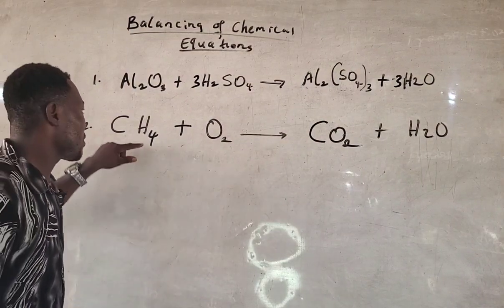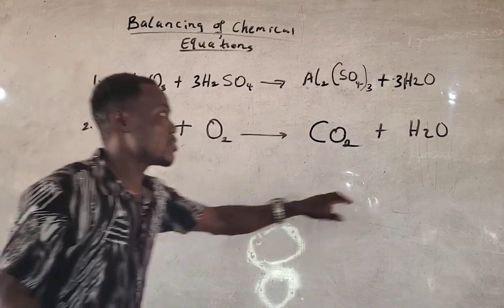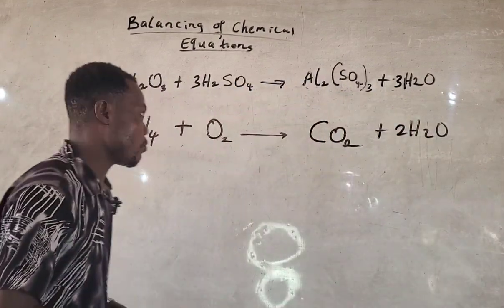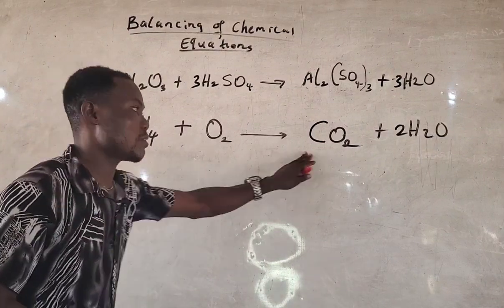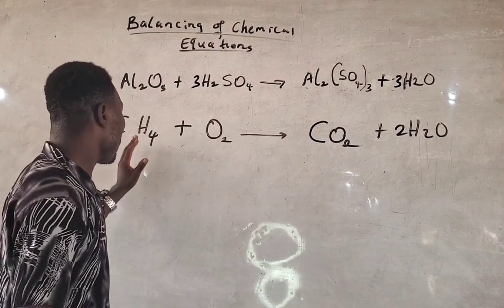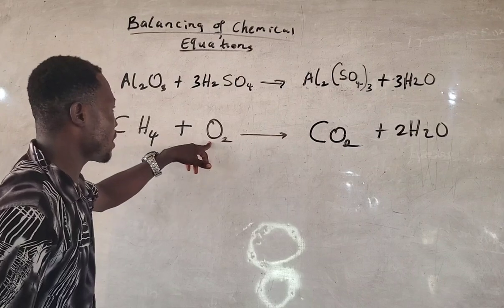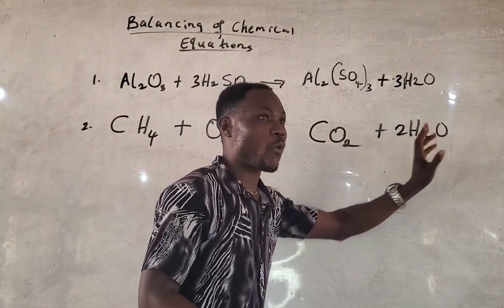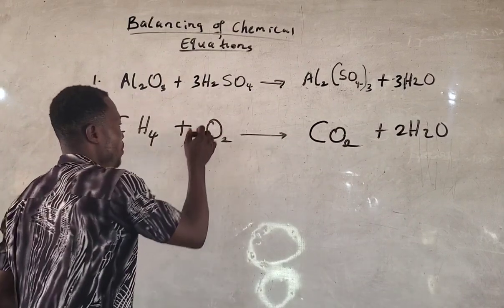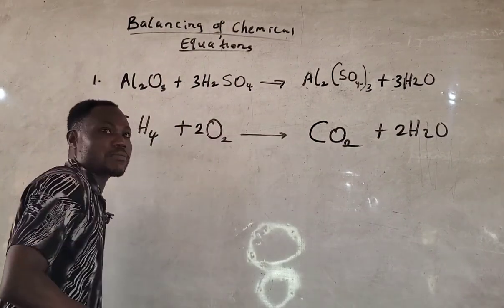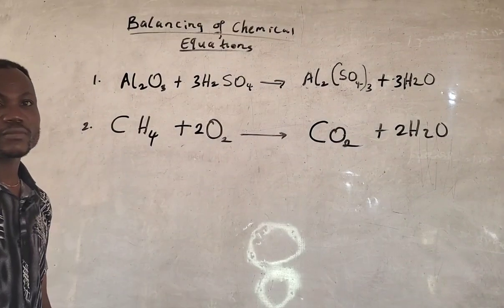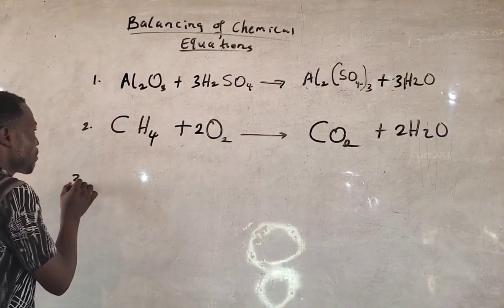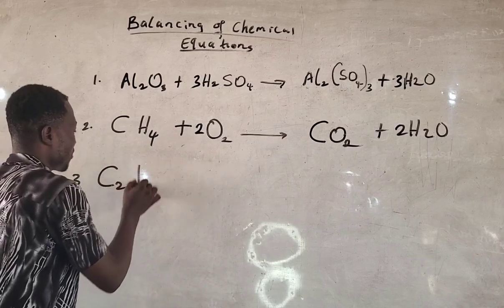So what do I start with? Hydrogen. We can see that hydrogen is 4 here, but it's only 2 here. I will simply put 2 there. Remember, carbon balanced 1, 1. So for oxygen, there is 2 oxygen here, and here we have 2 and 2 again, 4. So we put 2 here to make it 4. And this balances the equation. Easy, right? Good.